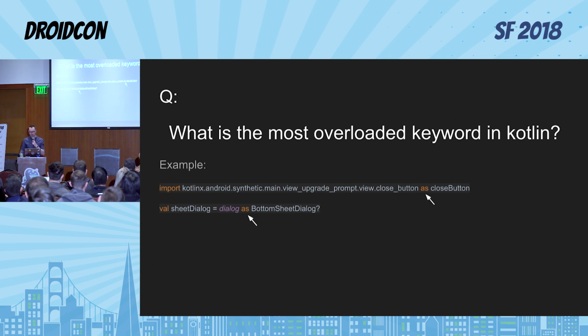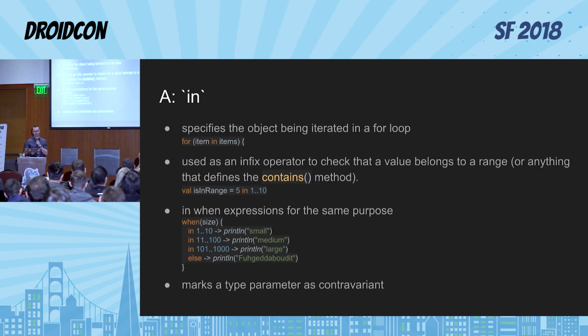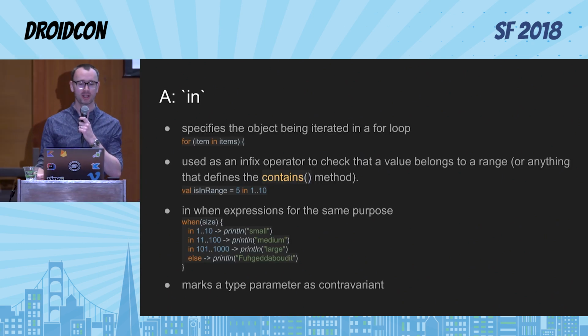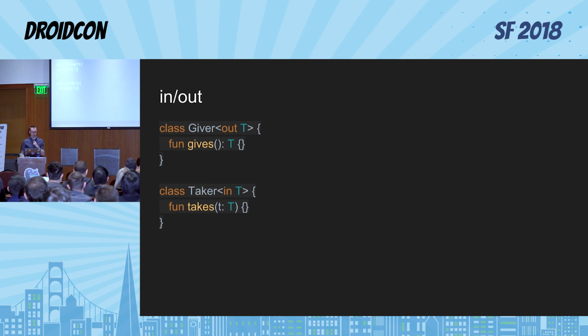What's the most overloaded keyword in Kotlin? My example is that you can use as to either rename an import or as a cast. Does anybody have a guess? I heard some mumbling, but I didn't hear any answers. It's the in keyword. In can be used for for loops. It can be used to check if something's in a range, and the same thing in when statements. And it can also be used as a keyword to mark things as contravariant in Kotlin.